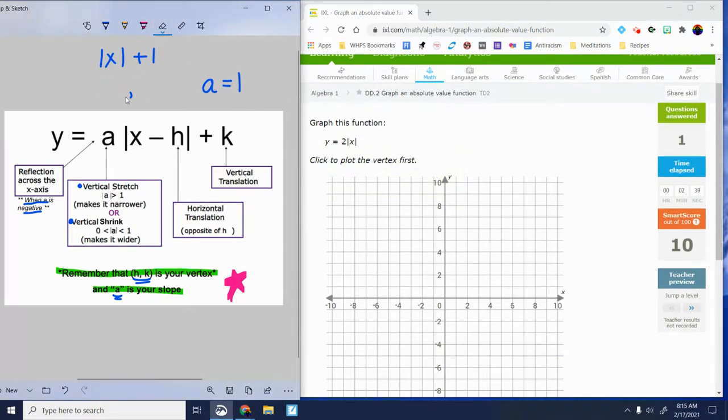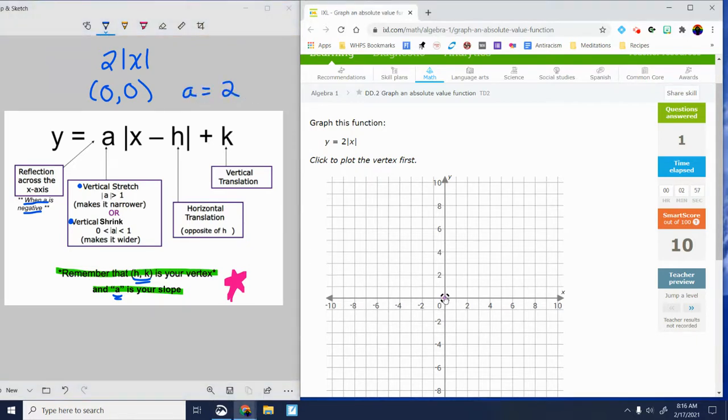Okay, so for this one, we have 2 times the absolute value of x. So there is no h, there is no k. So that means the vertex is going to be at 0, 0. A is 2, so my slope is going to be 2. So I'm going to plot my vertex, and I'm going to go up 2 over 1, since my a value was 2.